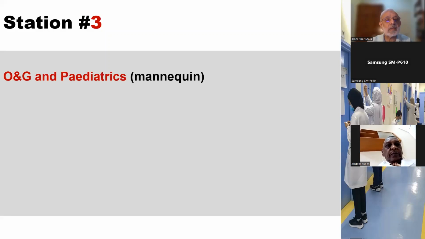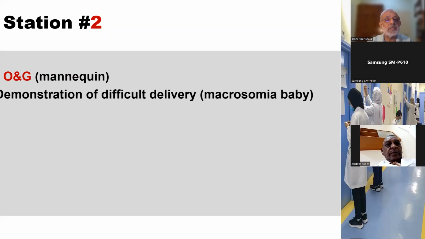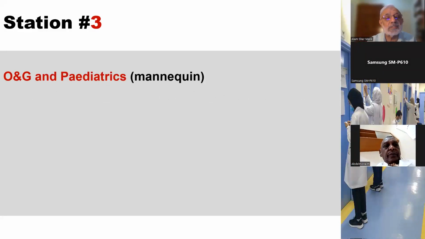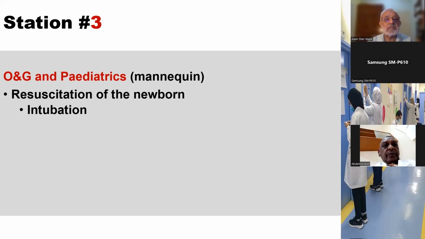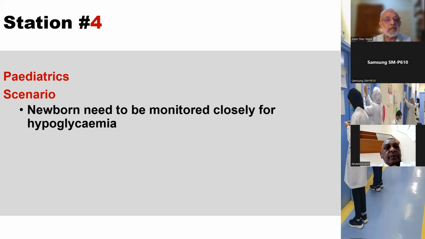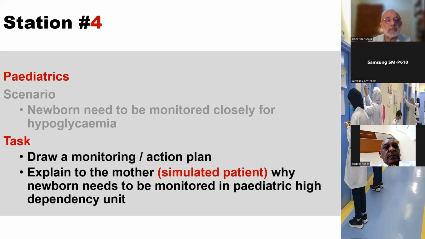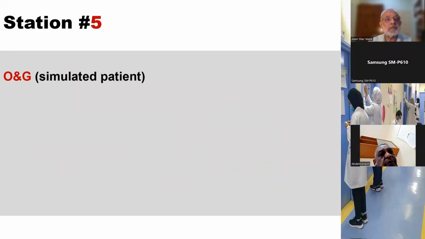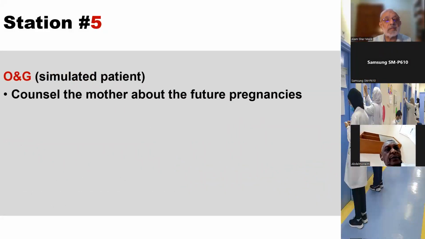So the first 2 stations are OBG. The third station would be combined OBG and pediatrics, and resuscitation of the newborn and the intubation skills would come here. And the fourth would be pediatrics. Again, the newborn needs to be monitored closely for hypoglycemia, and the task would be to draw a monitoring or action plan and explain to the mother, the simulated patient, why the newborn needs to be monitored in the pediatric high dependency unit. And the fifth would be again OBG with a simulated patient, and counsel the mother about future pregnancies.